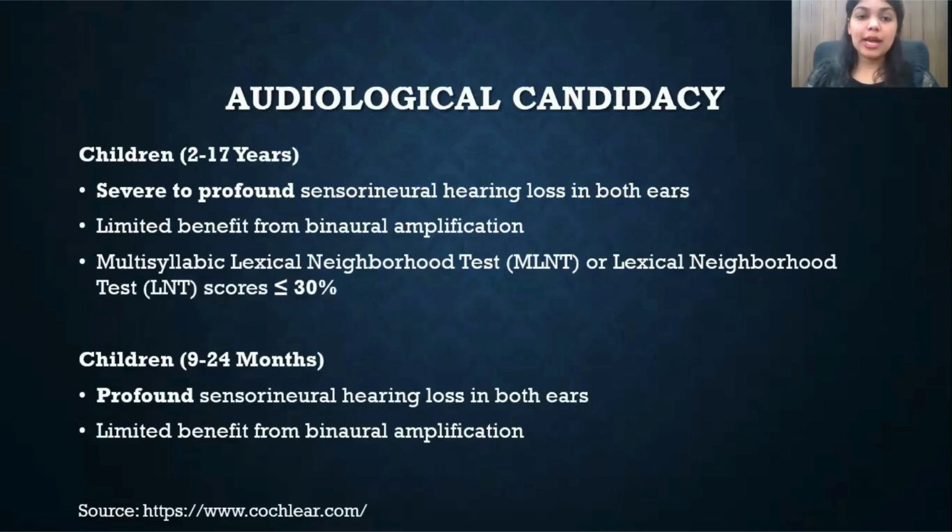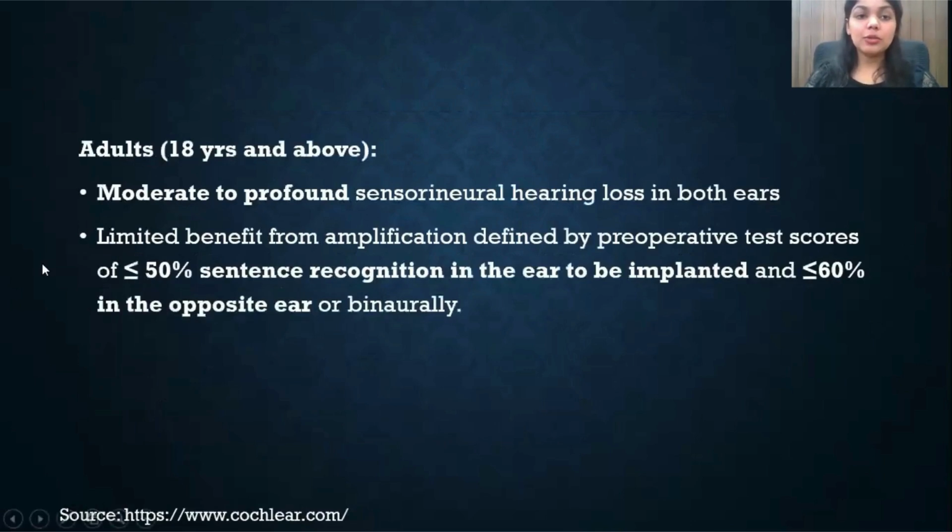And next we'll see about adults. So when it comes to adults, the candidacy is moderate to profound sensory neural hearing loss in both ears with limited benefit from amplification. So when it comes to speech discrimination scores, a preoperative score of less than or equal to 50% sentence recognition in the poorer ear, that is the ear to be implanted, and less than or equal to 60% in the opposite ear or binaurally should be considered.